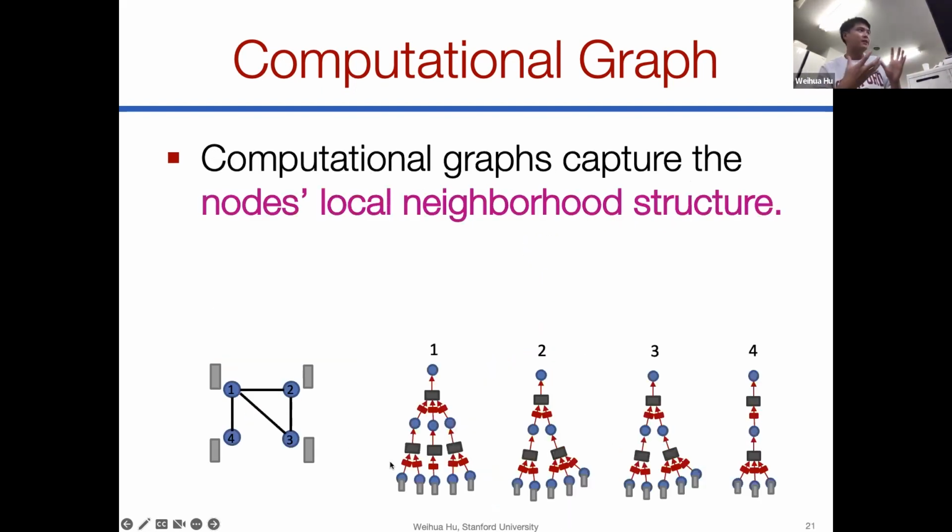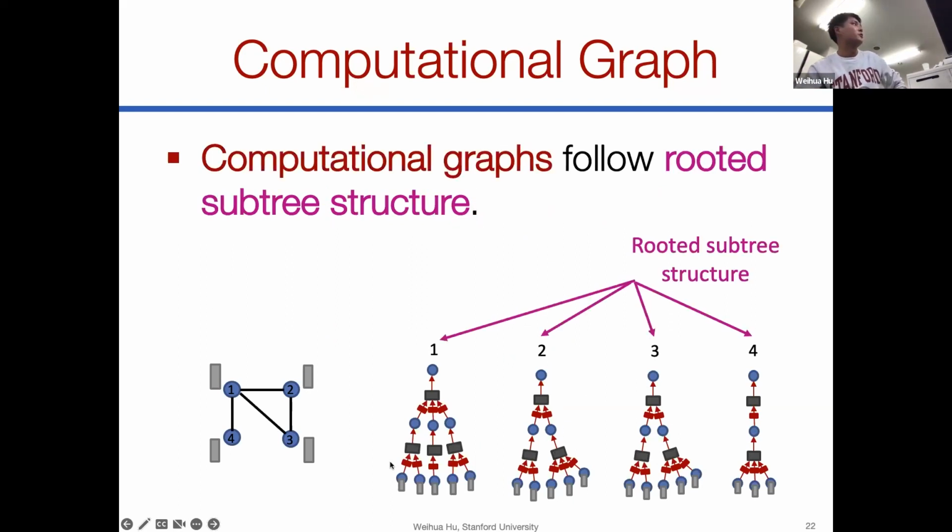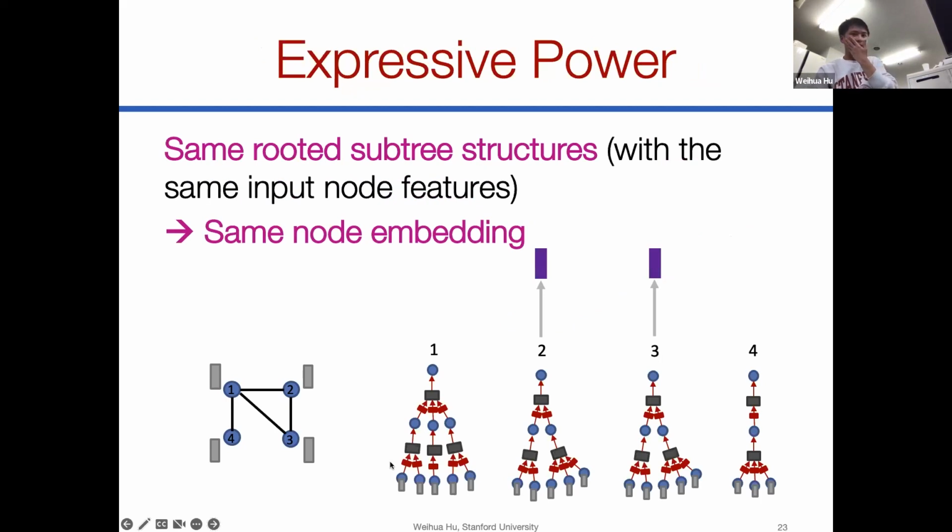What we find here is that if we draw this computational graph for all the nodes in the graph, you can see that these computational graphs capture the local neighborhood around each node. If you look at the structure of the computational graph, it follows the rooted subtree structure around each node. So from here, we can say that if two nodes have exactly the same rooted subtree structure, then the GNN would output exactly the same node embedding, because for nodes 2 and 3, we're going to use exactly the same computational graph with exactly the same input. So there's no way we can map them into different embeddings. For nodes 2 and 3, the GNN would map them into the same embedding. And you can see from this figure that nodes 2 and 3 are symmetrically positioned within this graph, so it makes sense to map them into the same embedding.